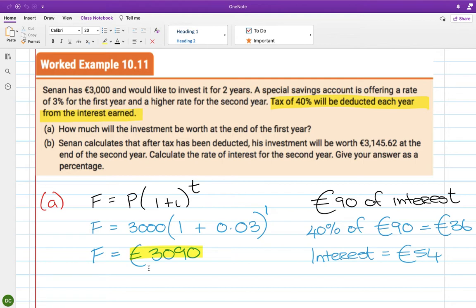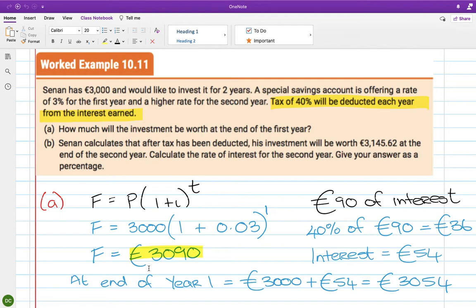Okay, so at the end of year 1, Senan will have his €3,000 plus his €54 in interest after the tax was paid. So 3,054 will be his end of year 1 money, and the answer to part A.